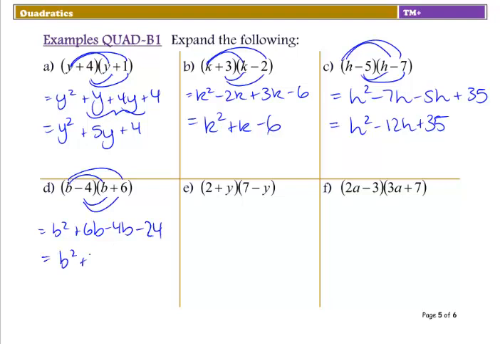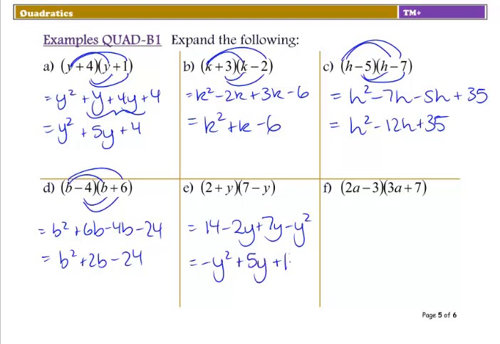Okay, next, 2 times 7 is 14, 2 times negative y is negative 2y, y times 7 is 7y, y times negative y is negative y squared. Now we usually write it with our squared term out the front, so this becomes negative y squared. Negative 2y plus 7y is plus 5y plus 14.